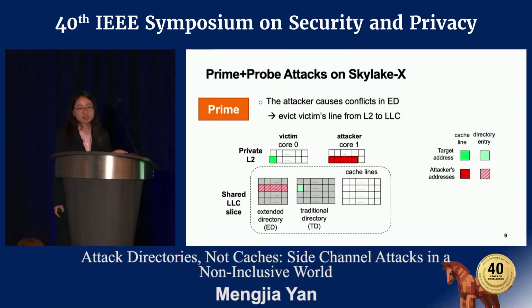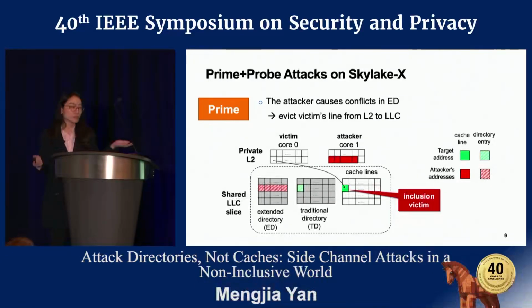And as I had mentioned before, all the TD entries have a one-to-one mapping to the cache line array in the last-level cache. So you need to have a cache line in the last-level cache. And this will enforce the eviction of the victim's line to migrate from the private L2 to the last-level cache. And this is the inclusion victim. And you can see the prime step is completed.